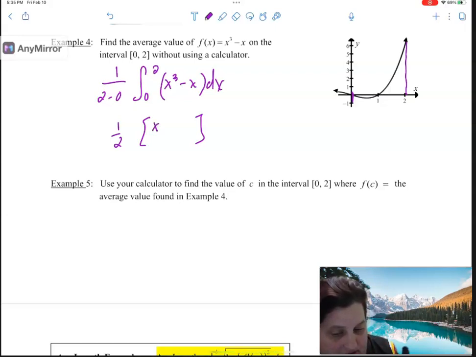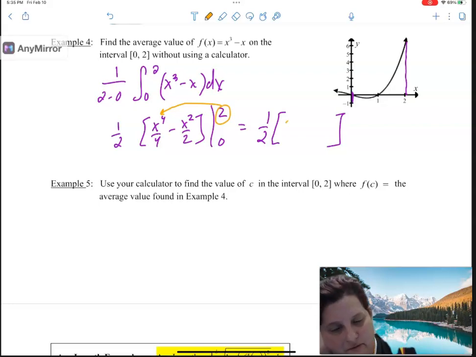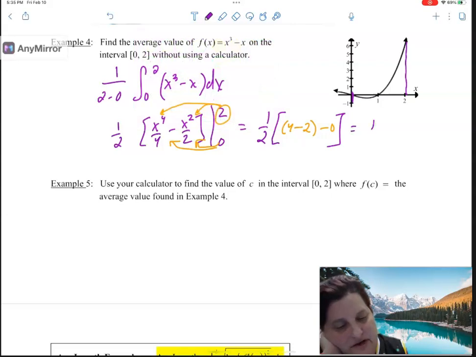The integral of x to the third is x to the fourth over 4. The integral of x is x squared over 2. I'm evaluating it from 0 to 2. Again, I'll still keep the 1/2 out front. And when I go to do top minus bottom, okay, 2 to the fourth is 16 over 4. 2 squared is 4 over 2. And then when I plug in 0, it's just 0 minus 0. Okay? So my final answer here is 1/2 times 2, which is 1.